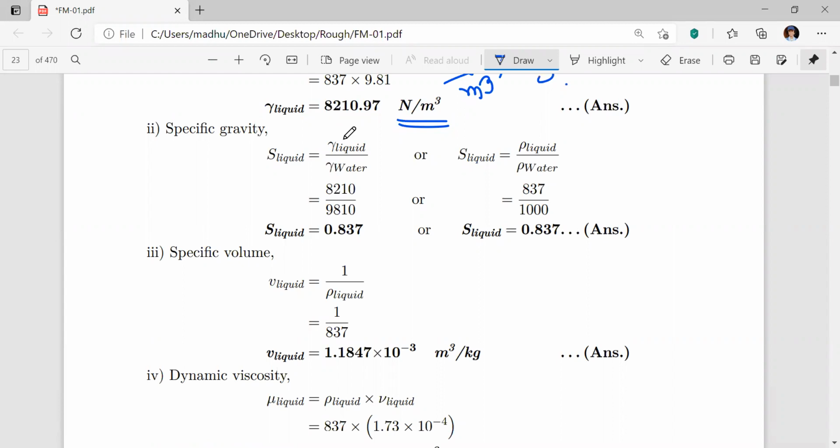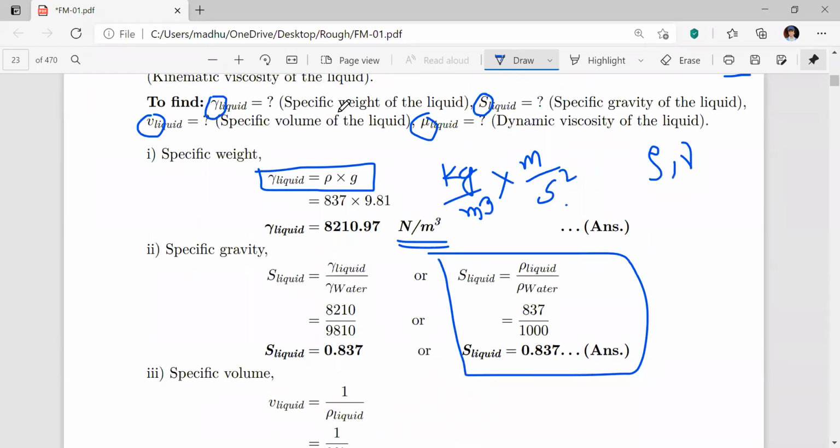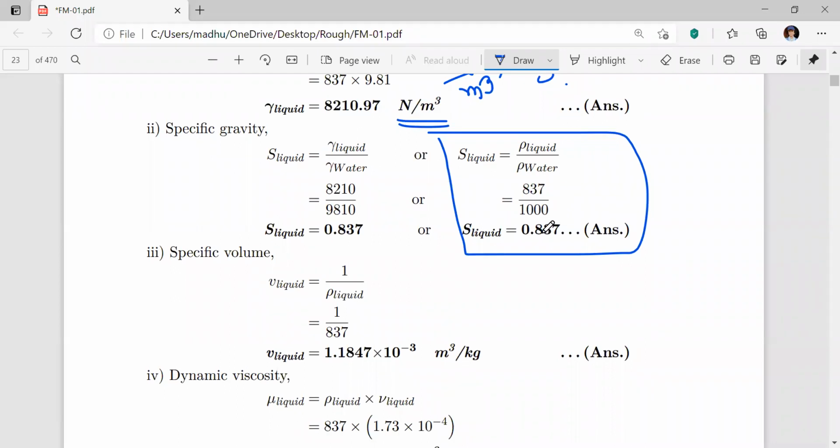Specific weight of the given liquid divided by specific weight of the standard liquid, or density of the given liquid divided by density of the standard liquid. Either you can solve this portion or this portion. Both are same. Here, given liquid specific weight 8210 divided by standard liquid, 1000 into 9.81, 9810. Dividing both, you will get 0.837. Considering density, 837 is the density given in the problem, divided by 1000 gives 0.837.